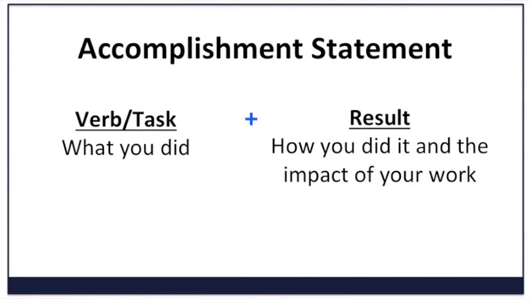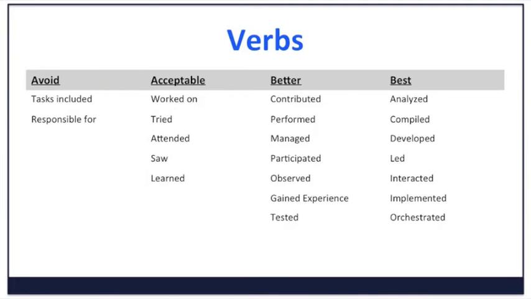Each accomplishment statement should start with an active verb with a description of a task or what you did, followed by a very concise description of how you did it and the impact or the result of your work. Strong action verbs provide insight, helping your audience to understand the way that you approached a task. For this reason, specific and actionable verbs are best.